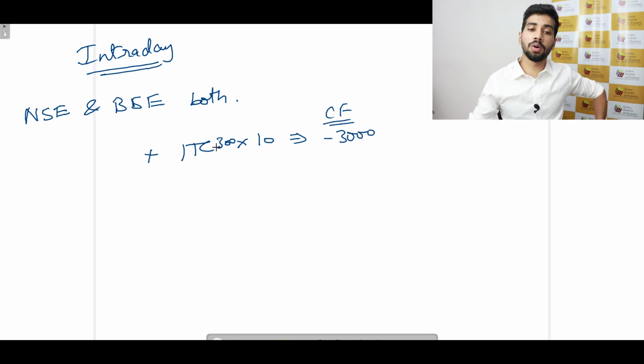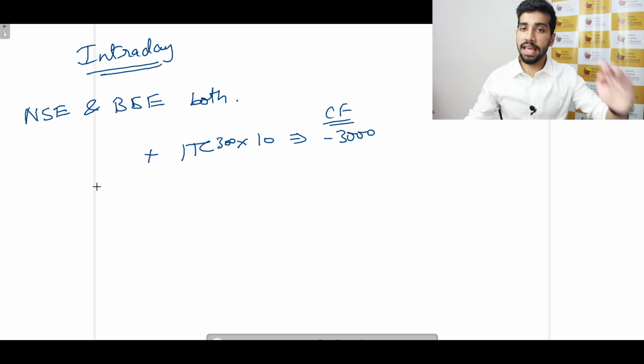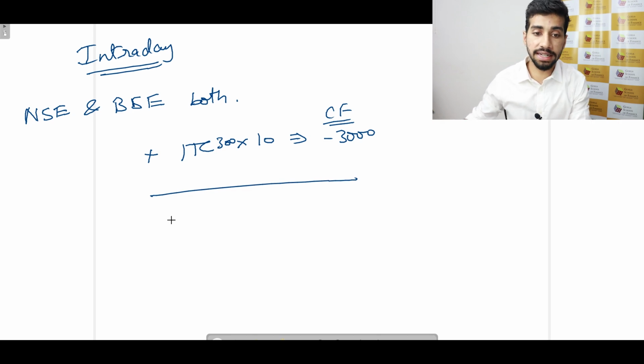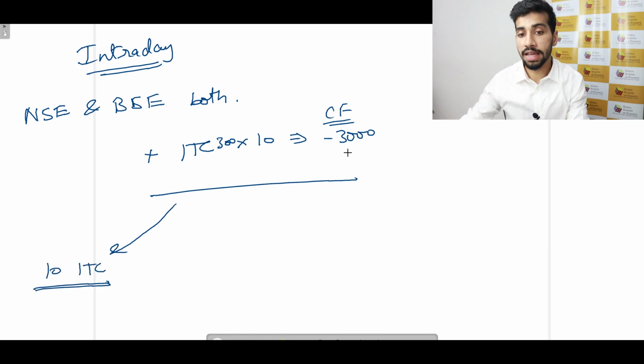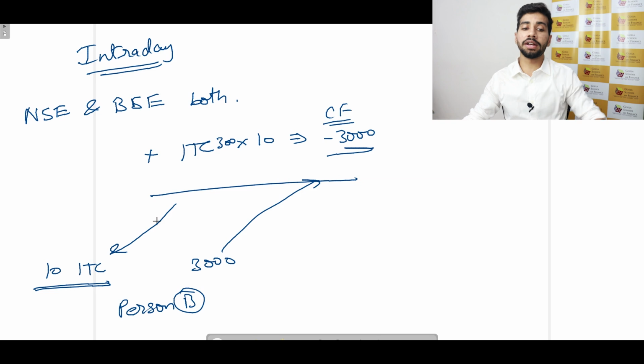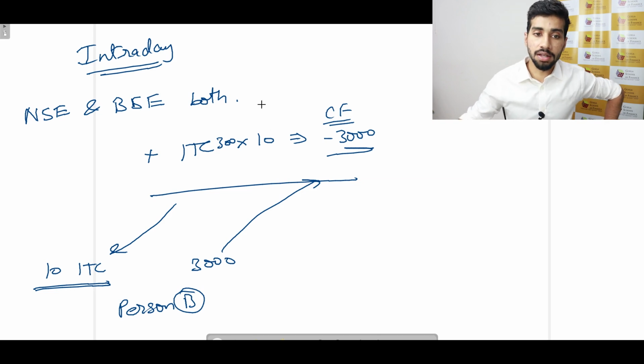So if you do this one trade throughout the day, at the end of the day, NSE will close its ledger. So it will see that person B, let's assume person B, bought 10 shares of ITC. So 10 shares of ITC will be given to person B's demat account, and 3000 rupees will be taken from the demat account.